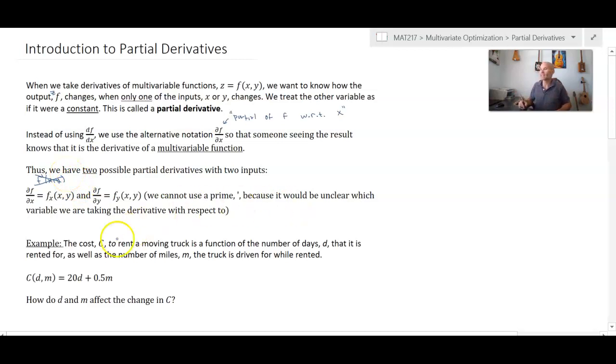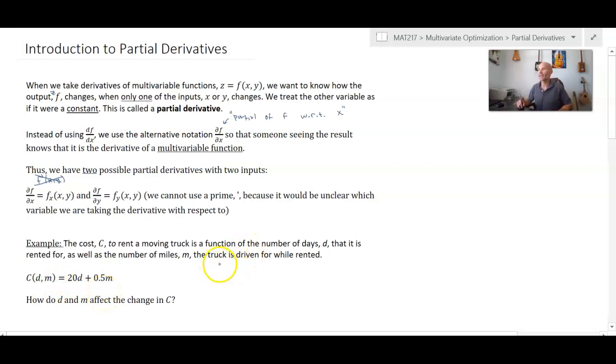Now let's take a look at an example and revisit our cost of a moving truck problem. The cost C to rent a moving truck is a function of the number of days, d, that it is rented for, as well as the number of miles, m, the truck is driven for while rented. And we get C of d comma m equals 20d plus 0.5m. How do d and m affect the change in C? Well, we already know that it's $20 per day and 50 cents per mile.